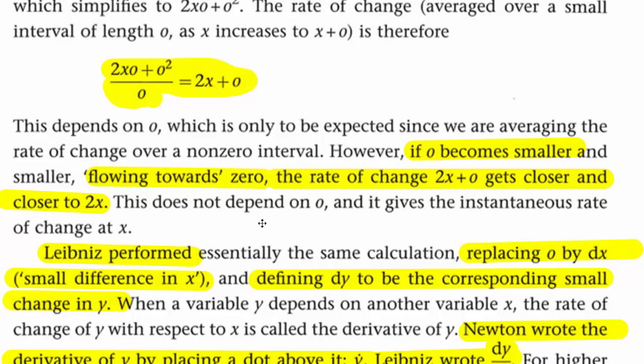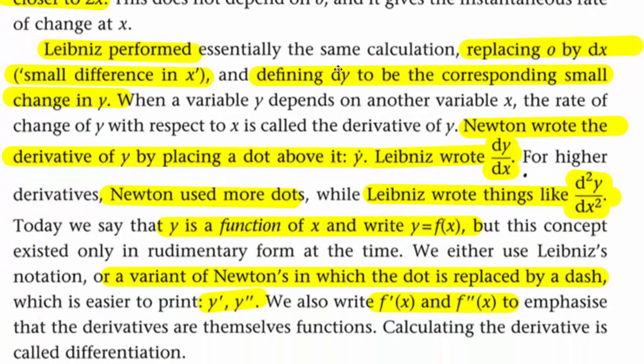Leibniz was over in Germany and performed the same thing, but instead of having ohm, he replaced that with a dx to represent a small difference in x. And then he defined dy to be the corresponding small change in y. So it was Newton that wrote the derivative of y by placing a dot above it, whereas Leibniz gave us the notation dy by dx.